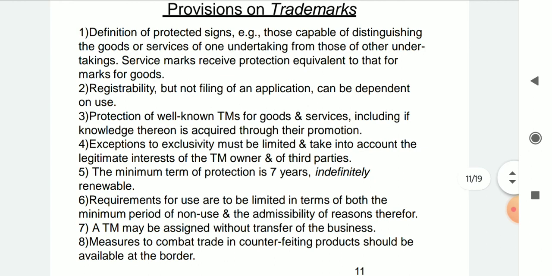Provisions on trademarks. The definition of protected signs, for example, those capable of distinguishing the goods or services of one undertaking from those of other undertakings. Service marks receive protection equivalent to that for marks for goods. Registrability, then protection of well-known marks. The minimum term of protection is 7 years. The requirement of use is limited in terms of both minimum period and non-use period. Then trademarks may be assigned without transfer of the business. Measures to combat trade in counterfeit products should be available at the border.